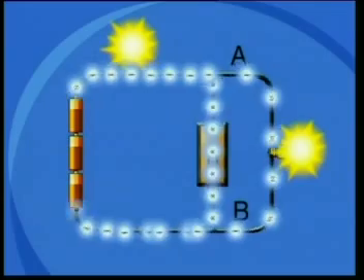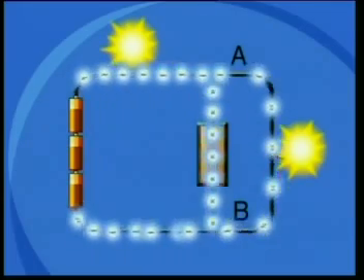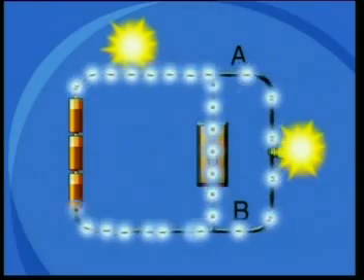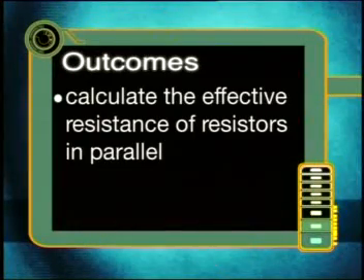Remember that a parallel circuit exists when two or more components are connected together between the same two points. Those two points in this circuit are points A and B. Both resistors connect to points A and B. Each parallel path is called a branch of the parallel circuit. Today, we will investigate the effective resistance of two resistors in parallel. By the end of this lesson, you should be able to calculate the effective resistance of resistors in parallel.